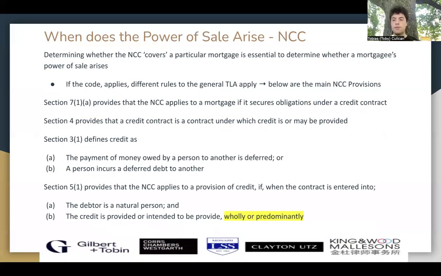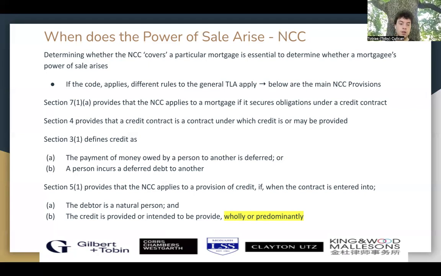Aha. So, on your given facts, you will have a mortgage. Your first step will be to determine whether the NCC, the National Credit Code, applies to a particular mortgage that you have on your facts. The reason you're doing that is, if the code applies, different rules to the general TLA apply with regards to the arising of this power of sale. So I'm going to go through a bunch of statutory provisions now, which hopefully will help you determine whether the NCC applies to a particular mortgage. And then I'll go through the consequences of that naturally.